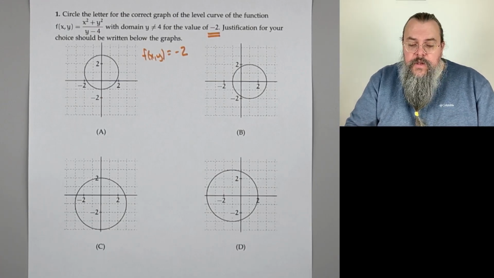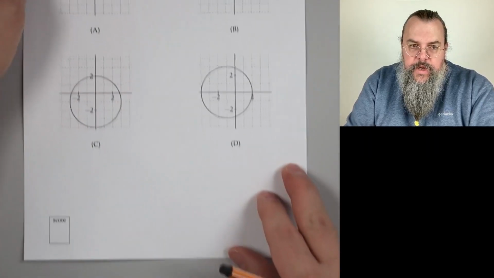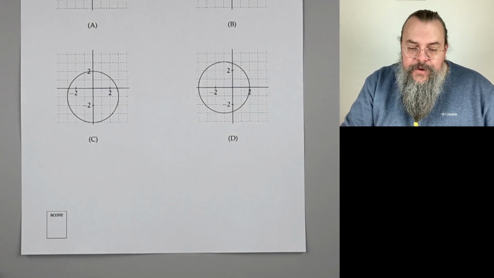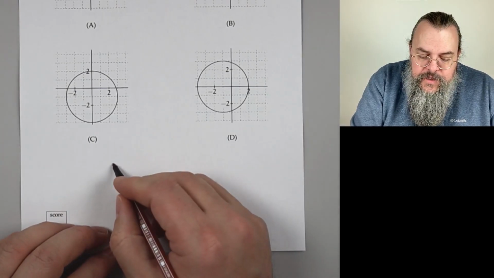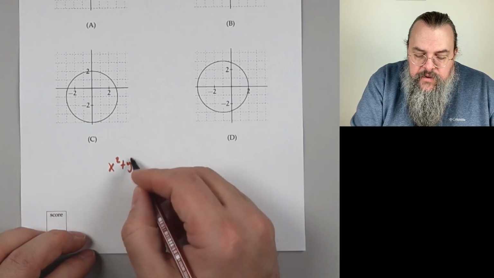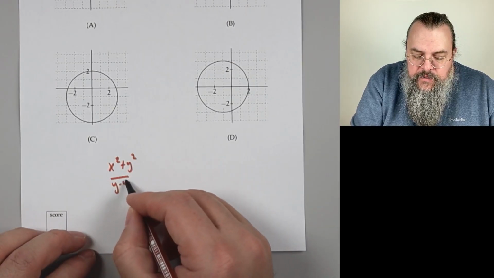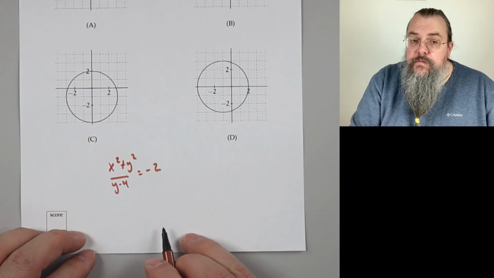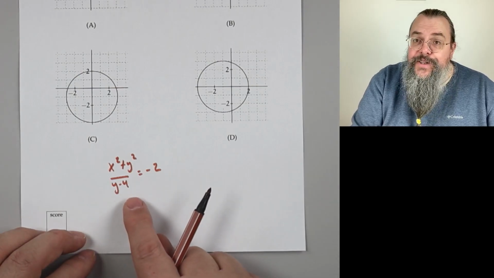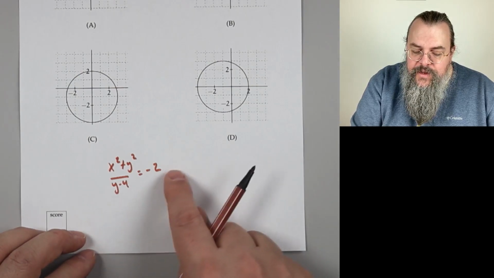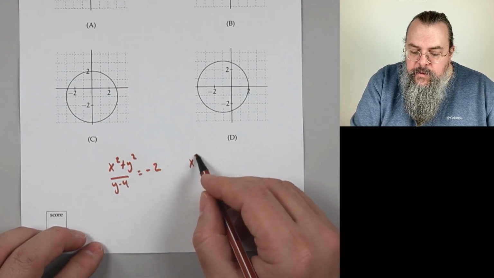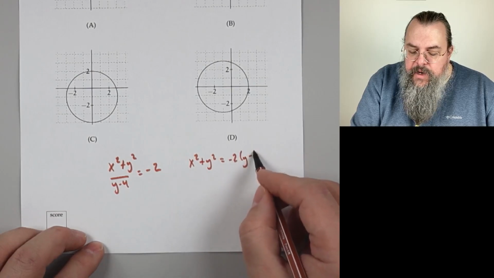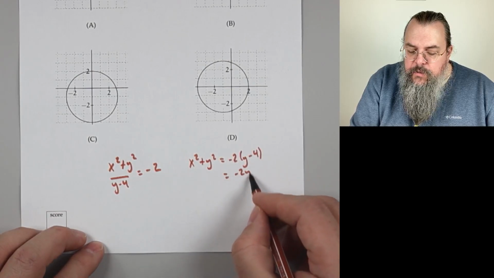So we say, okay, well, what do we do? Well, we have some space down here. Let's work it out. You can't see it, so you'll have to trust me when I say that our function was x squared plus y squared over y minus 4. So that's our f of xy equals minus 2. Well, of course, we don't like fractions. We try to avoid them when we can. So in this case, let's multiply across. X squared plus y squared equals minus 2 times y minus 4, which is the same as minus 2y plus 8.